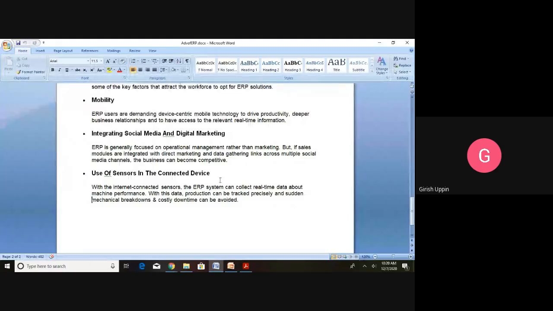Use of sensors in the connected devices. With the internet connected sensors, the ERP system can collect real-time data about machine performance. With this data, production can be tracked precisely and sudden mechanical breakdowns and costly downtimes can be avoided. So for the use of a sensor, a good example is the manufacturing.